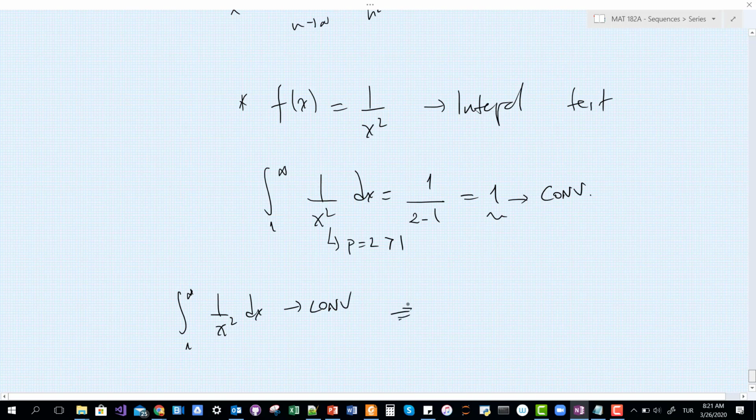Since this integral is convergent, I can say that my series is also convergent. But that doesn't mean my series sum is equal to 1. Is it bigger than 1 or less than 1? Please think about it.